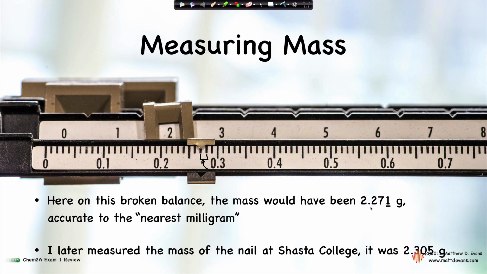So this scale, if you do it carefully enough, is accurate to the nearest milligram, because if this is grams, 2 grams, this last digit right here is 1/1000th of a gram. So that's why we say to the nearest milligram, because you can get that accurate with this.